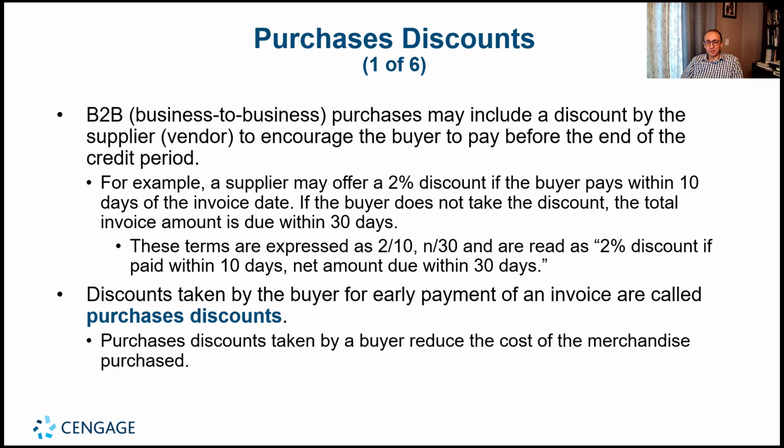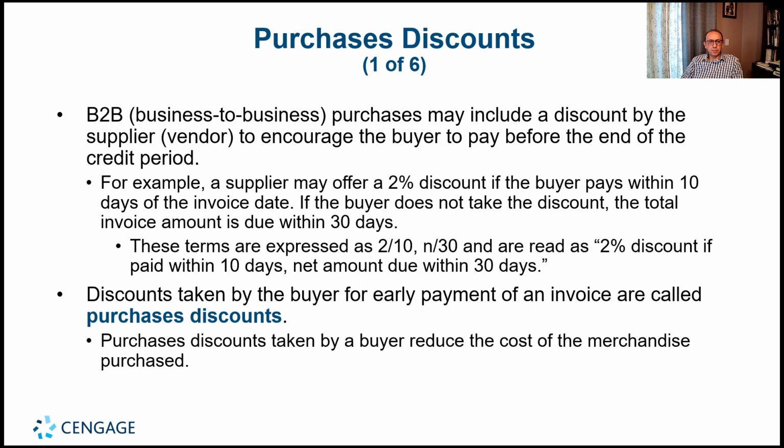What if they don't pay within 30 days? Then they're defaulting, and that would create some kind of red flags for this vendor. They're not going to offer them this credit in the future. So everything would be cash on delivery. Once I deliver, you have to pay me. But normally businesses try to stay within these kind of agreements. So these terms are expressed as 2/10, net 30 and are read as 2% discount if paid within 10 days, net amount due within 30 days.